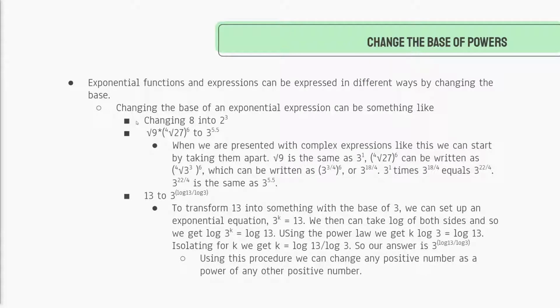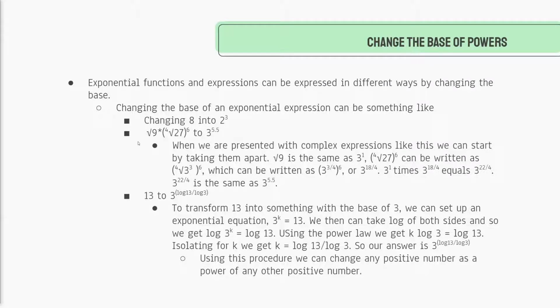Exponential functions and expressions can be expressed in different ways by changing the base. As an example, we know that we can change 8 into 2 to the power of 3 because 2 to the power of 3 is 8. So that is just an easy way we change something of the base of 8 to the base of 2. This is a huge step up from that, but it still follows the same core mechanics. So let's take a look at what happens here.